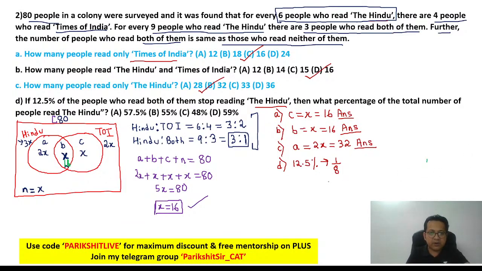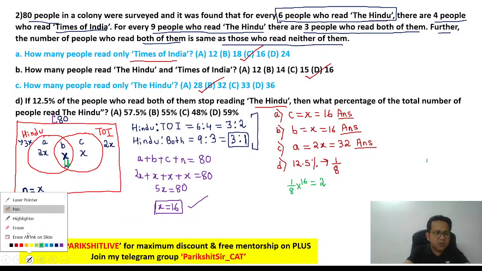Think about it. Be very careful. 1/8 of 16 is 2 people. So 2 people stop reading the Hindu. Remember, currently there were 16 people and 2 people stop reading the Hindu. So what would happen?